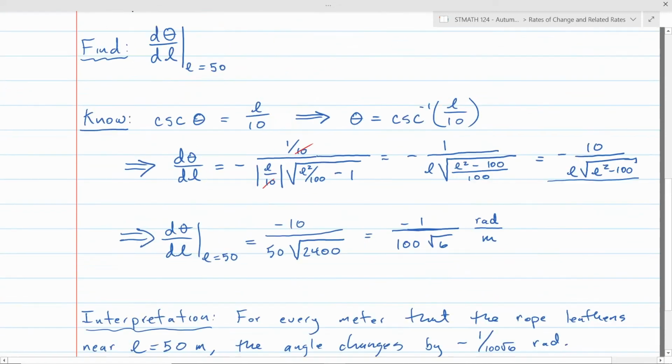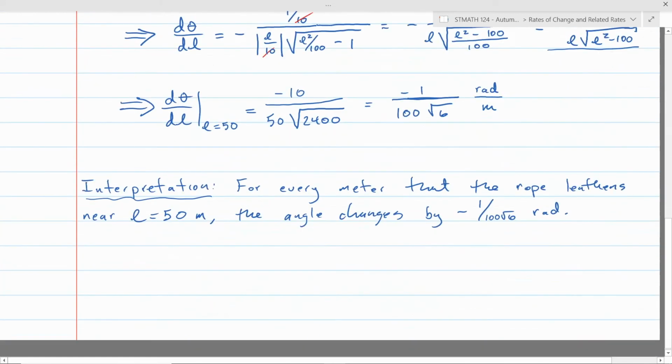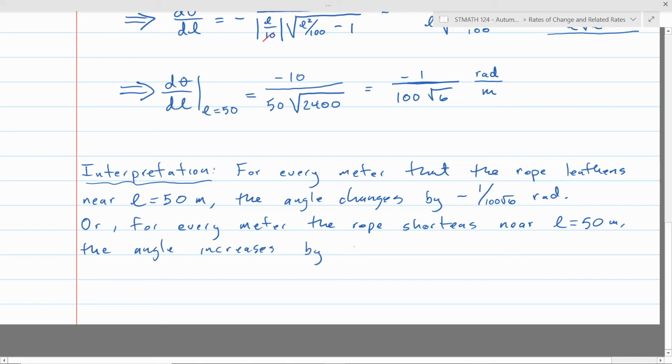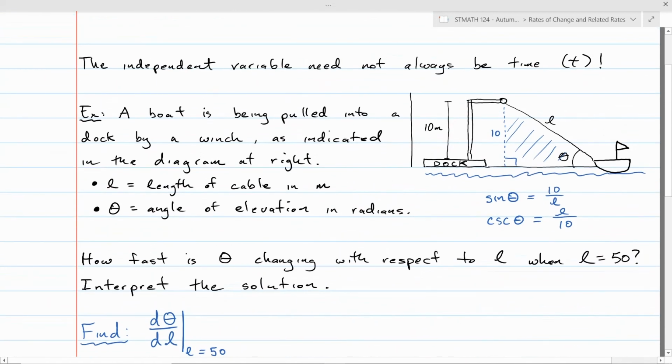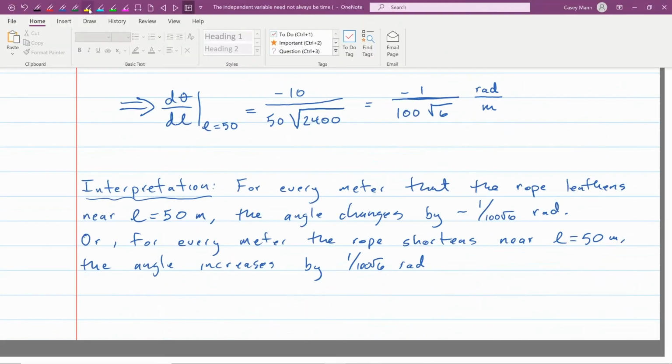Or in this problem, it said that the boat was being pulled into the dock. Well, that tells me that the rope is shortening, right? So I could interpret this sort of inversely: for every meter the rope shortens near L equals 50, so this time I'm sort of putting the negative into the denominator of the derivative, the angle increases by 1 over 100 squared of 6 radians. That more matches our situation here, right? As the boat's being pulled in, that angle gets bigger and bigger, closer to 90 degrees. So I think this is the interpretation that we were looking for for that derivative.